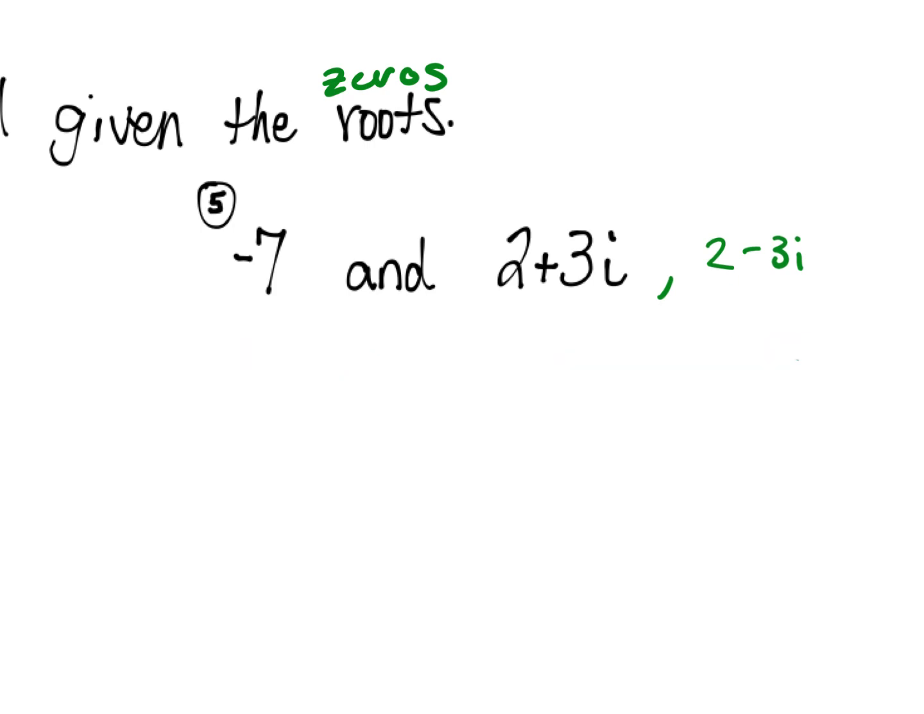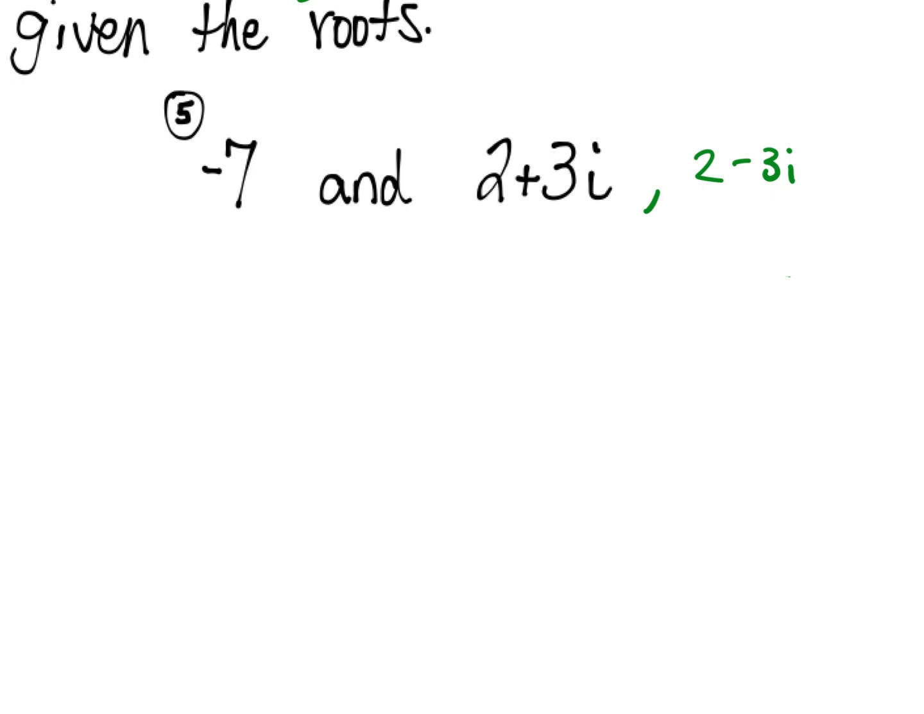So just to redo number 5. So we want to put it into factored form. So what would the first factor be? X plus 7. Awesome, x plus 7. Now with the next two, the best way to think about it is that you're just changing the signs of both terms.